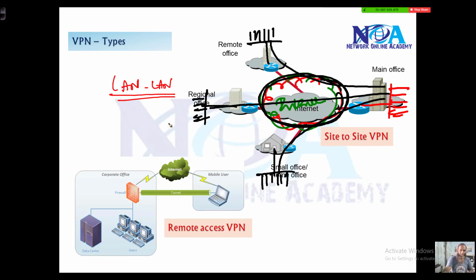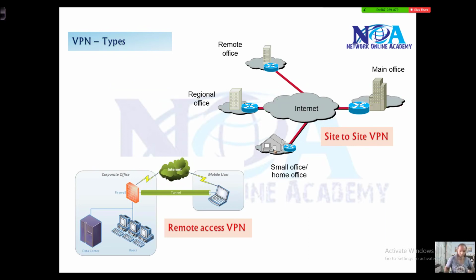So basically the communication is between LAN to LAN. Here our requirement is the branch offices should be able to communicate with each other. So we call it site-to-site or LAN-to-LAN VPNs.